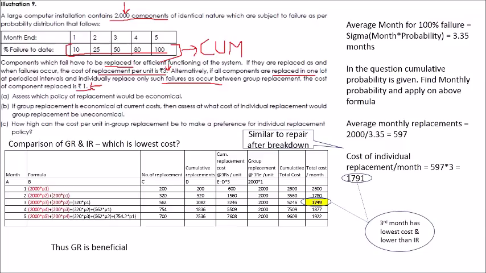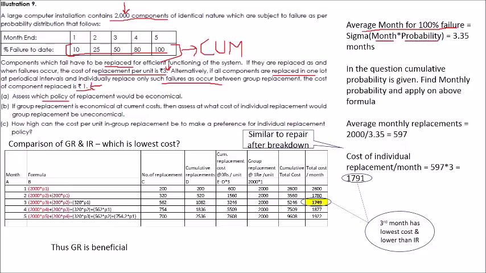So what is the question? Assess which policy of replacement is economical. Okay, so guys, it is the same way we are going to approach this. The average month for 100% failure to occur is nothing but the sum of the product of month multiplied by probability. So the probability is given in the question, guys.